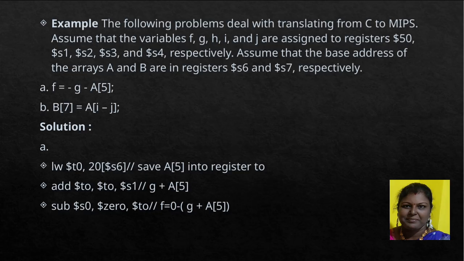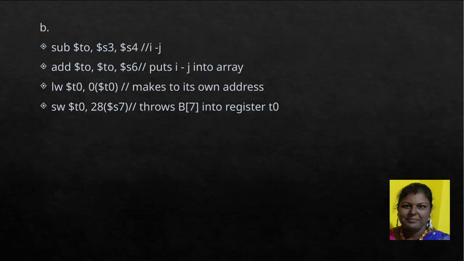Here, we're looking at a snippet of assembly code that performs some key operations. First, it subtracts one value from another. Specifically, it calculates I minus j and stores the result. Then, it adds this result to another value, updating the array accordingly. Next, it loads a word from memory into a register, essentially fetching an address. Finally, it stores this address into a specific location, updating the contents of what we can think of as an array element. This sequence is all about manipulating data efficiently at a low level.